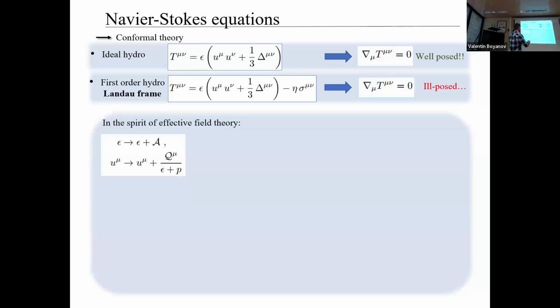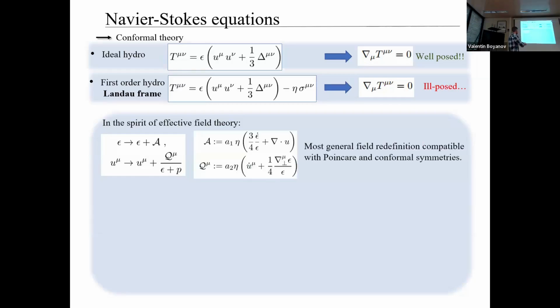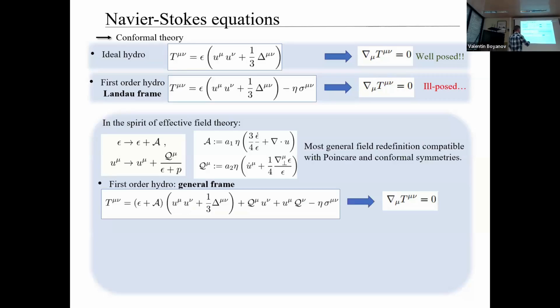Now let me start from this expression and consider the most general field definition. Actually, this is a perturbative field definition, with first order terms, the most general first order terms compatible with the symmetries, with Poincare symmetry and with conformal symmetry. And they have some specific form. Now, if we perform this field definition here, we obtain the extension of first order viscous hydrodynamics in the most general frame.